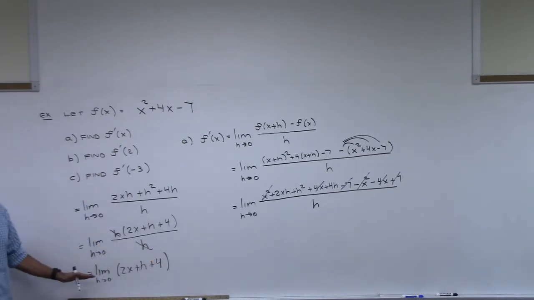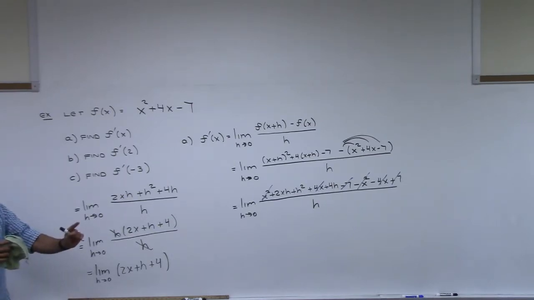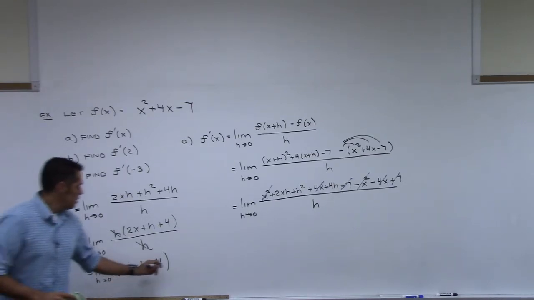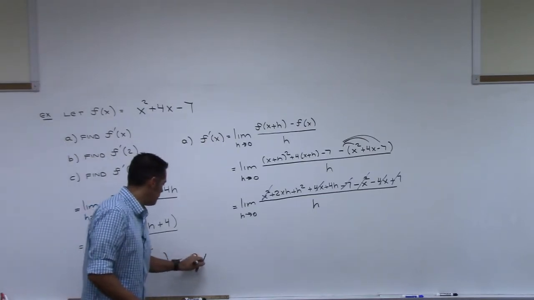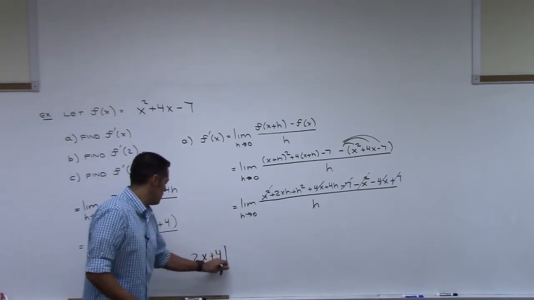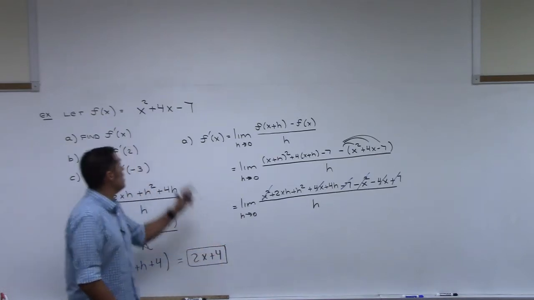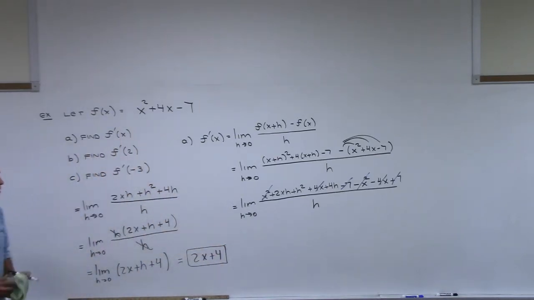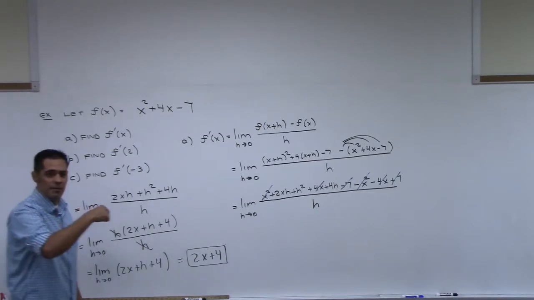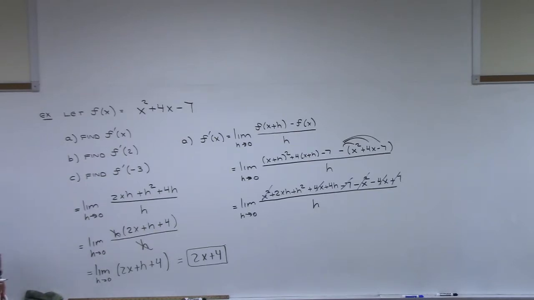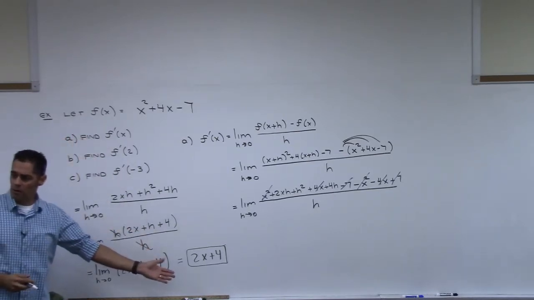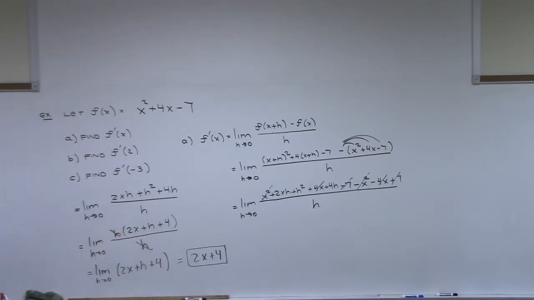So at this point, I'm going to let h go to 0, and so I no longer write the limit. If h becomes 0 here, then you get 2x plus 4. There you go. The derivative of this function is 2x plus 4. What was the derivative of the function we had before? 4x, right? The derivative of this function is 2x plus 4. Okay, different. We're getting a different result.